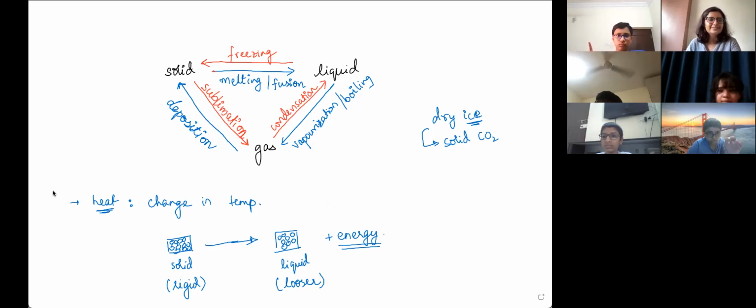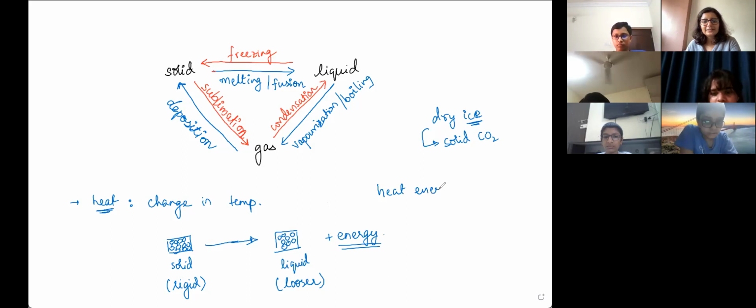Oh, okay. Yeah, Jaydeep. Ma'am, I guess the particles vibrate, which creates some more energy. Yes, very close there. So when we talk about heat energy, it is directly related, or basically, what is heat energy? It is the total kinetic energy of all particles.